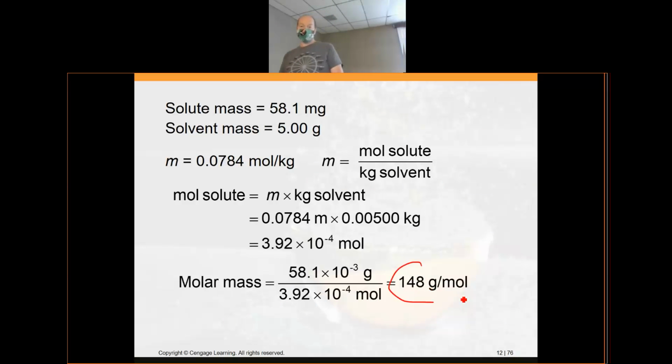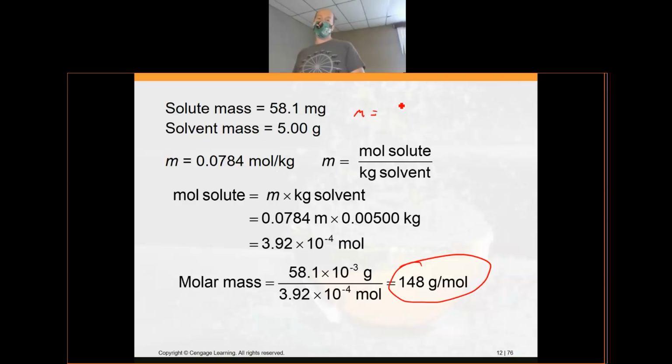And so then your molar mass is 148 grams per mole. All right, so you have to know how you get moles. To get moles, you're going to take the mass and divide by the molar mass. They do it a different way, and that's fine. You can do it that way. I like to know, how do I find molality?